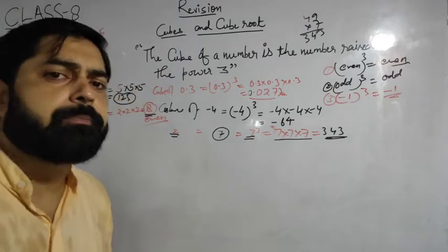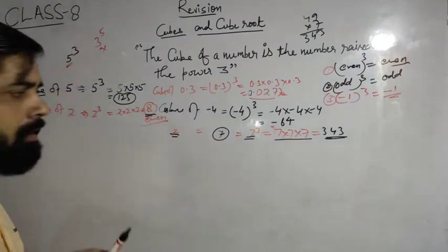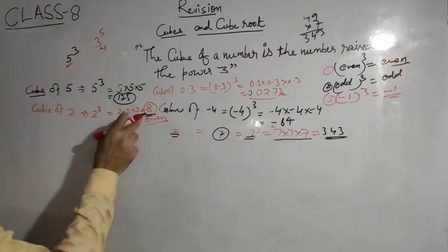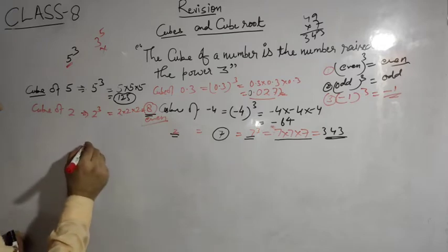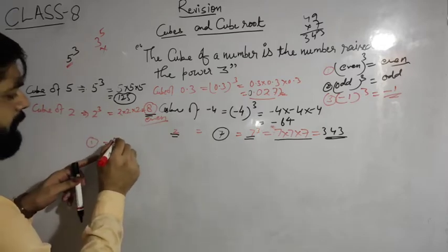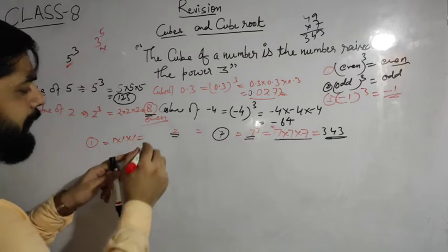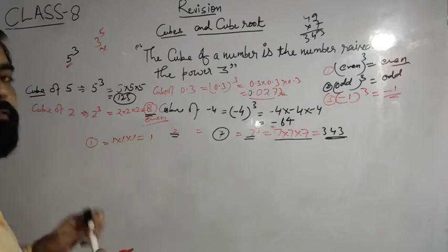Now, perfect cube. So what is a perfect cube? It means a number which you can multiply 3 times. If you take a number, like 1, what is the perfect cube of 1? When we multiply 1 how many times? 3 times. Then you get the answer 1. So this is the perfect cube of 1.